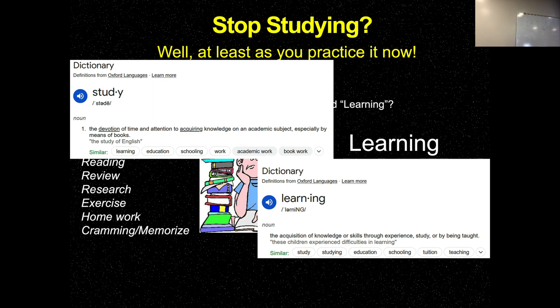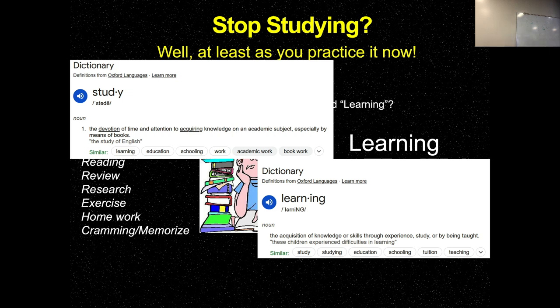Learning, however, is the acquisition of knowledge or skills through experience, study, or by being taught. These children experience difficulties in learning, right? And then they're similar: studying, education, schooling, tuition, okay, and teaching.